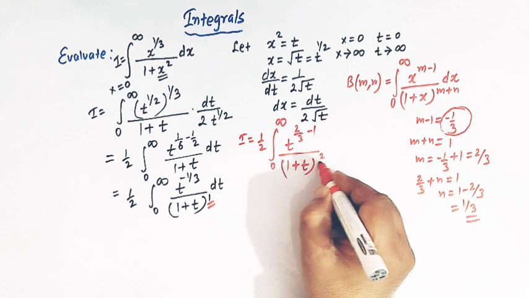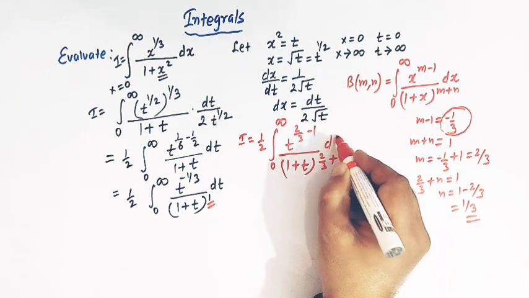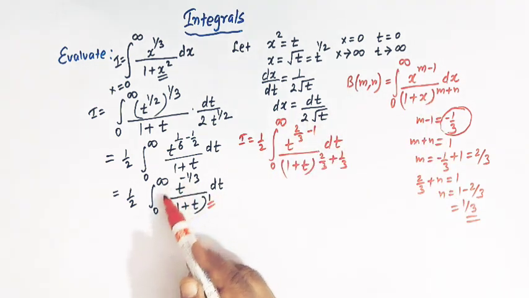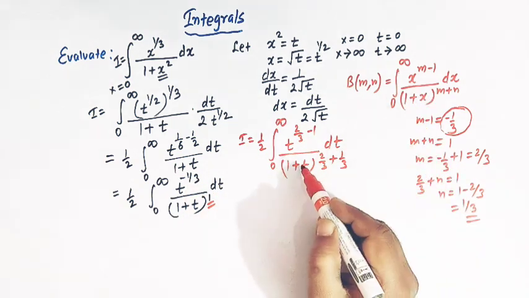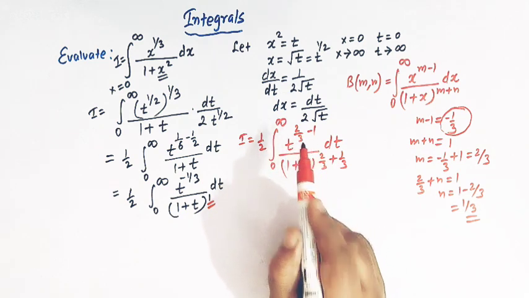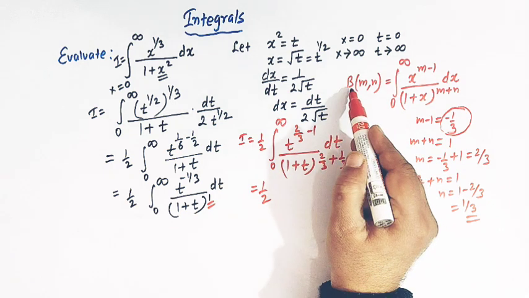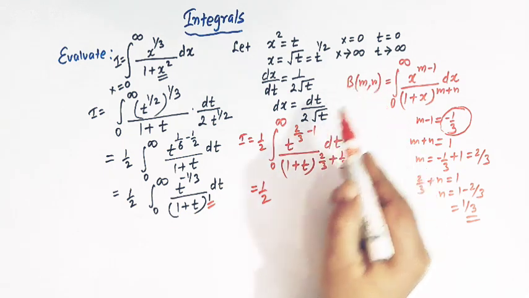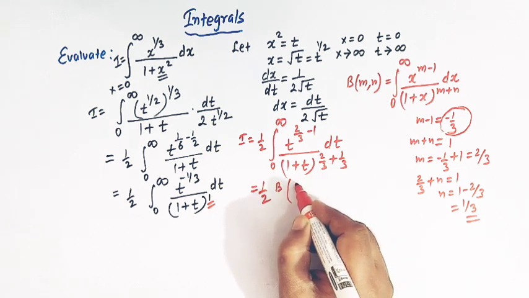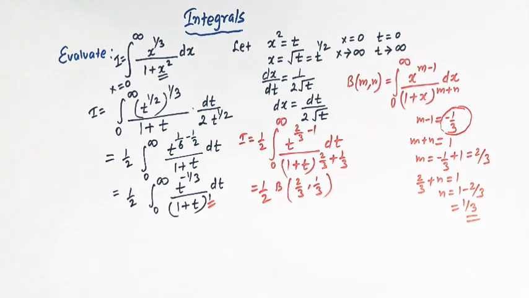M is 2 by 3 plus 1 by 3, right? And here we have dt. So the sole objective is to express this quantity like this, which we have done in this way, right? So now what we will do, we'll write half, and now this integral is equal to beta m comma n, right? M is 2 by 3, n is 1 by 3. So we have beta, this is 2 by 3, and here we have 1 by 3.